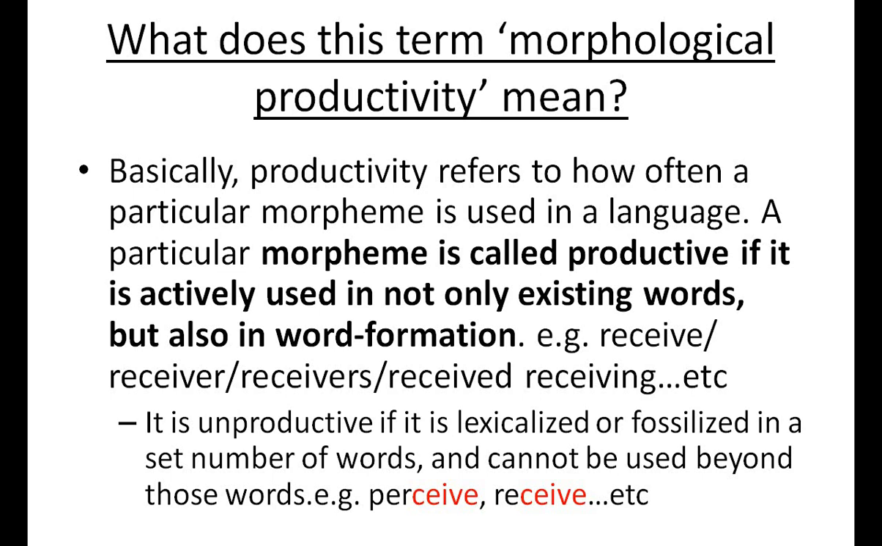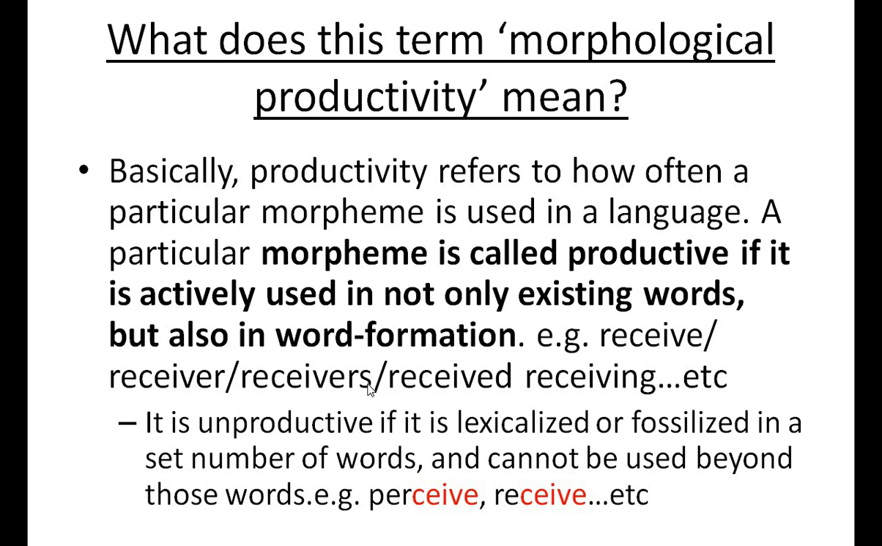For example, we have the word receive, or receiver and receivers, or received and receiving, etc. What is receive? It's a verb. Receiver, it's a noun, because it is the person who receives. See, the category is being changed, the class is being changed with the addition of a suffix. So receiver is a derivational morpheme now. Receivers, it's a plural.